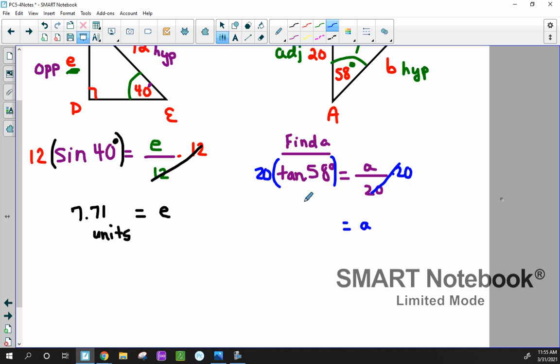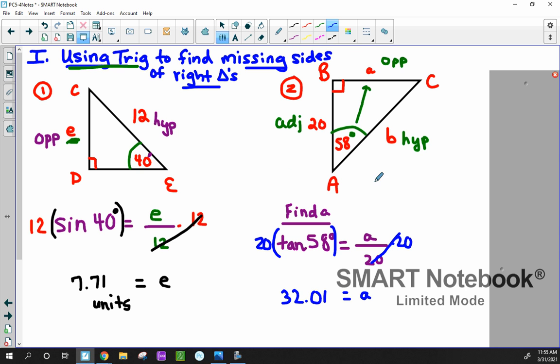I would use parentheses around the tangent part for sure. And I'm getting 32.01. Just trying to keep it consistent with my last answer, I'm rounding to the nearest hundredth. And I would use units on my answer.